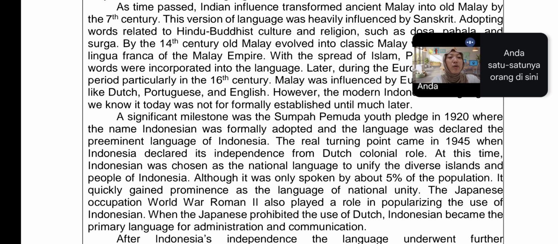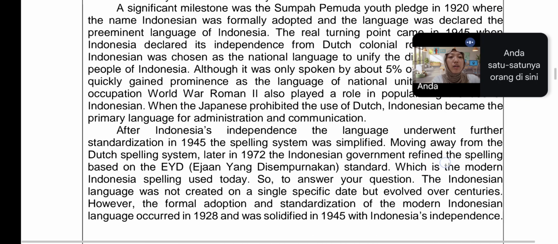Although it was only spoken by about 5% of the population, it quickly gained prominence as the language of national unity. The Japanese occupation also played a role in popularizing the use of Indonesian. When the Japanese prohibited the use of Dutch, Indonesian became the primary language for administration and communication.